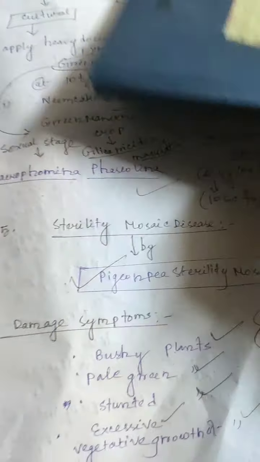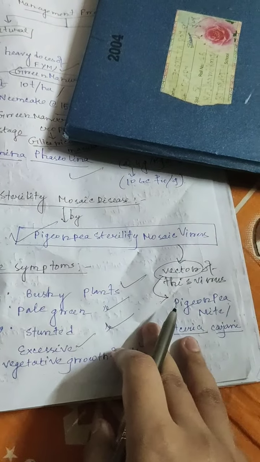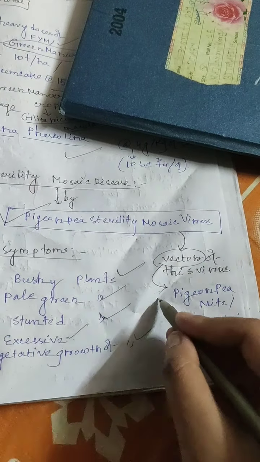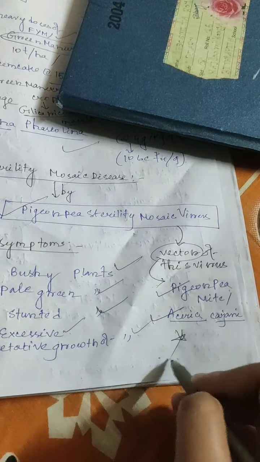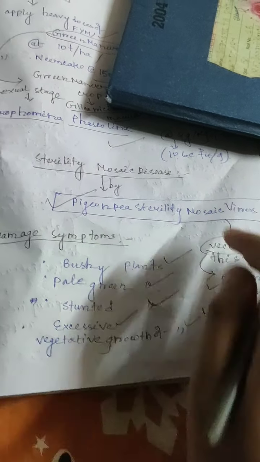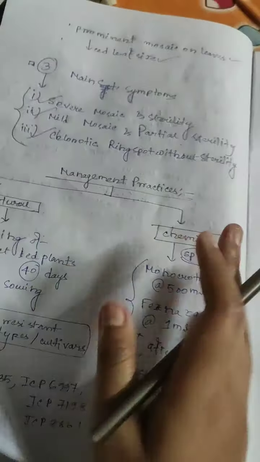Sterility mosaic virus. It is the pigeonpea sterility mosaic virus. Vector of the virus is the pigeonpea mite or Aceria cajani. So Aceria cajani, or the mite, is the vector of the sterility mosaic virus.